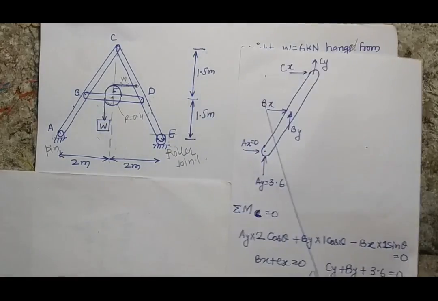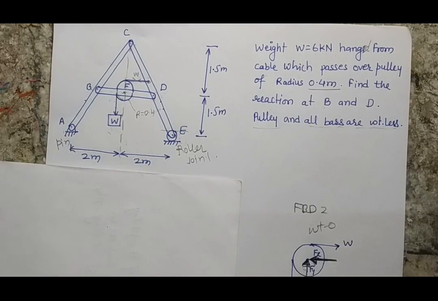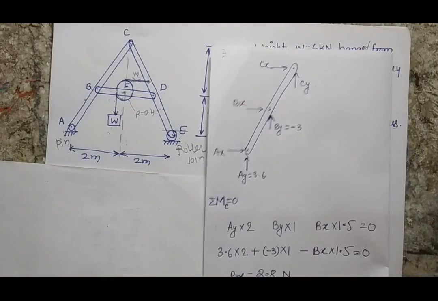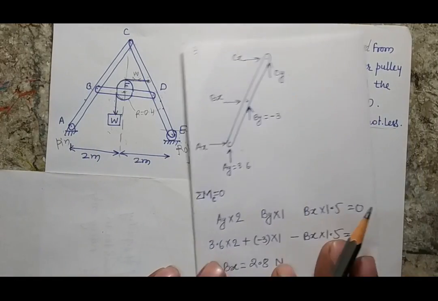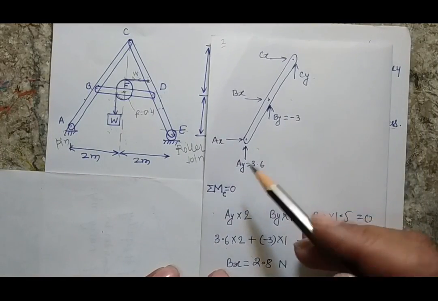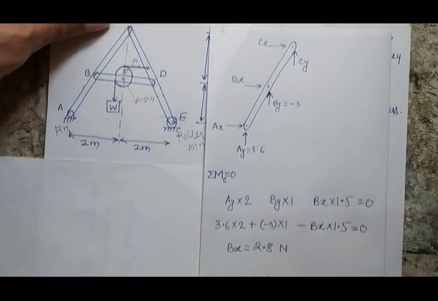Now my next free body diagram will be of the individual bar ABC. I have different choices, but I am taking this because this will give me the result quickly.